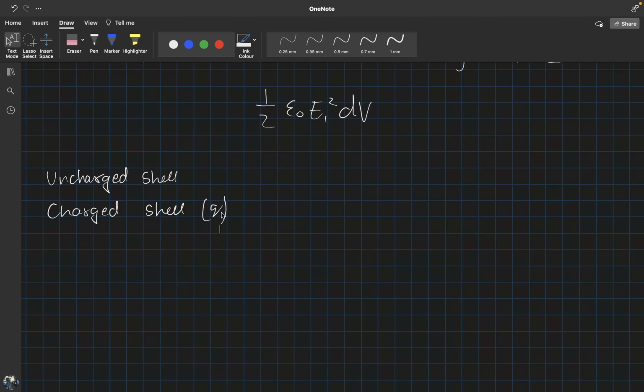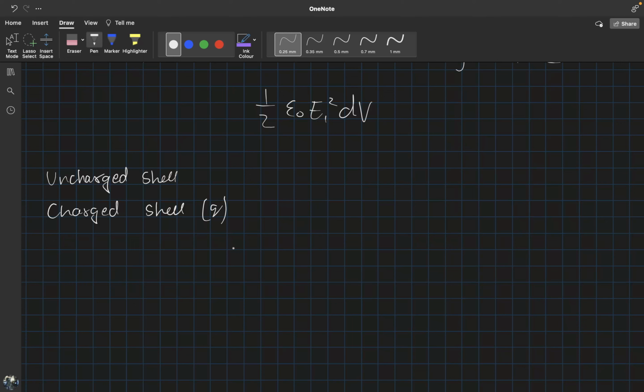What's the process? You bring the charged one near the uncharged one, you let them make contact, and from the charged one, a small q charge flows when you make the first touch. What is left on the charged one?